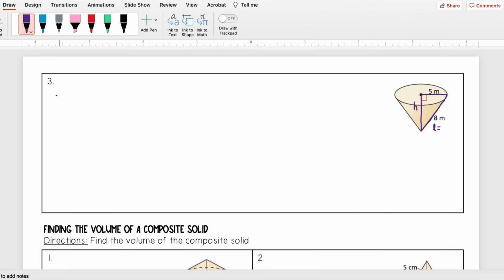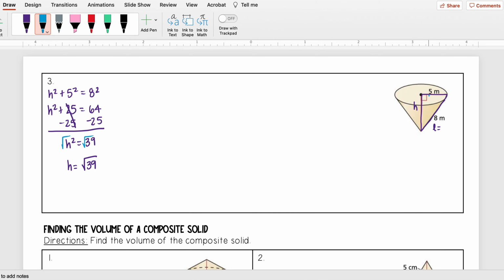And so I know my Pythagorean theorem, that this means that this is going to be h squared plus 5 squared is equal to 8 squared. 5 squared is 25. 8 squared is 64. When I subtract both sides by 25, I get 39. And then taking the square root of both sides, I get that h is equal to the square root of 39. And I'm going to leave it in the square root form for right now.